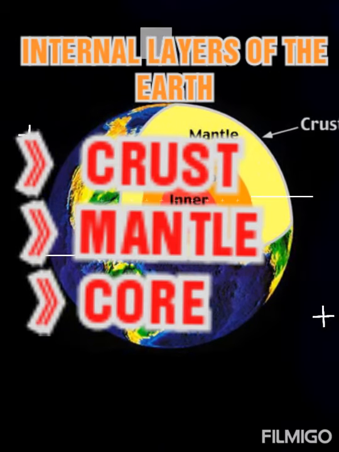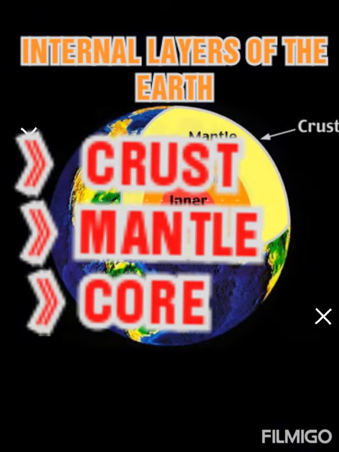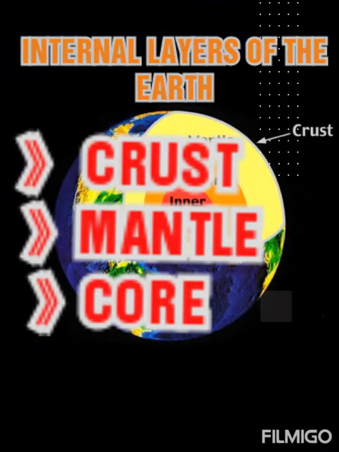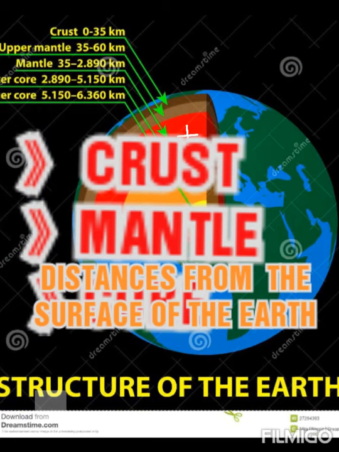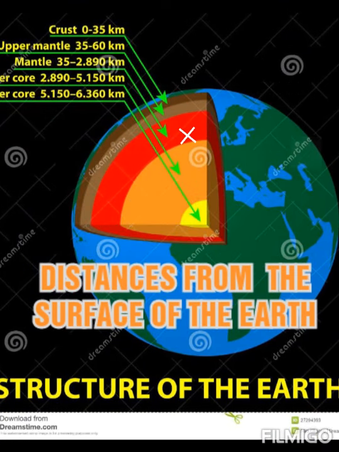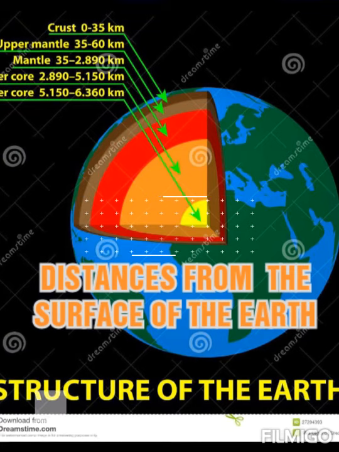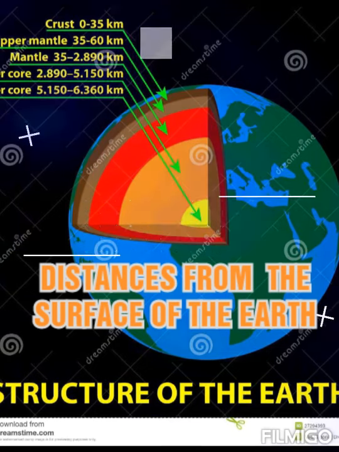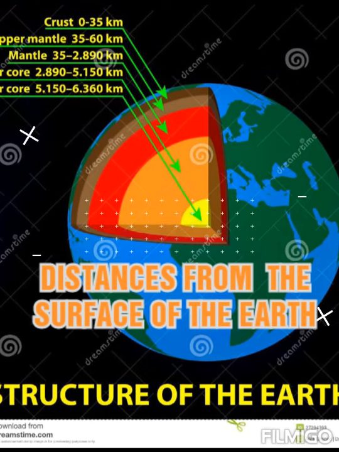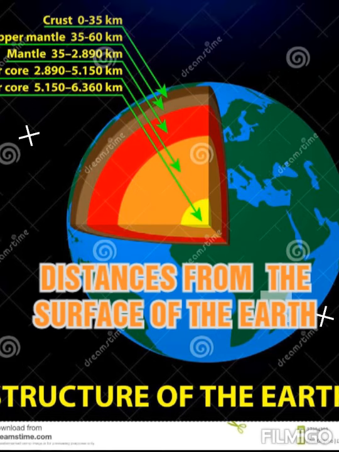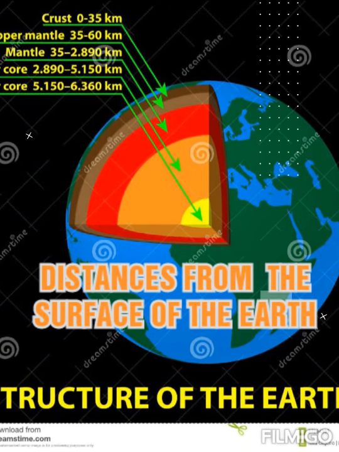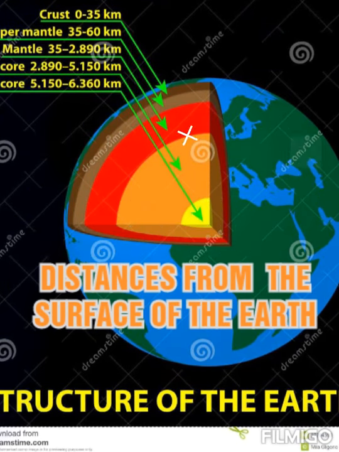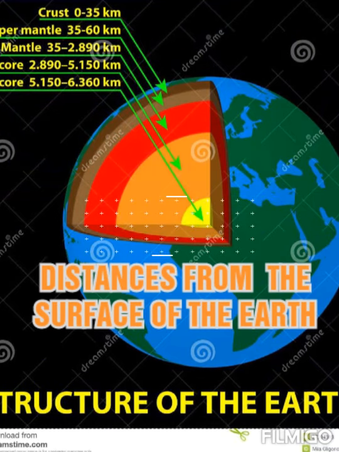Now, the internal layers of the Earth include the crust, mantle, and core. The crust is located 0 to 35 kilometers. The mantle is 35 to 2,890 kilometers. The outer core is 2,890 to 5,150 kilometers. The inner core is 5,150 to 6,360 kilometers. All these are just below the Earth's surface.